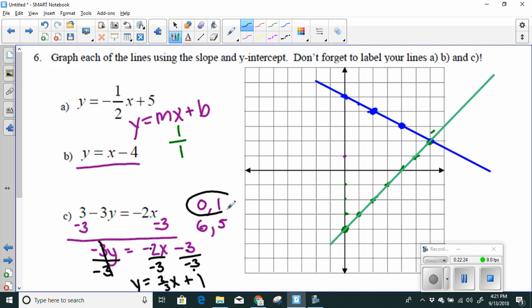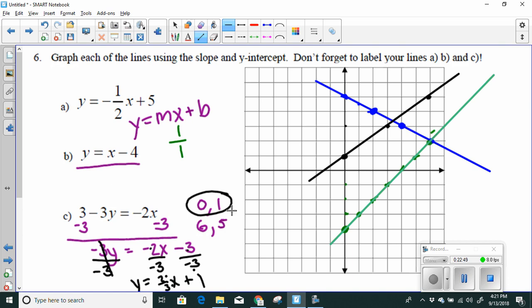Hey, look, we already knew the y-intercept was 0, 1. But we can now graph this line. Start at the y-intercept of positive 1, and my slope is rise 2, run 3. Rise 2, run 3. Grab a line maker, and connect some dots.